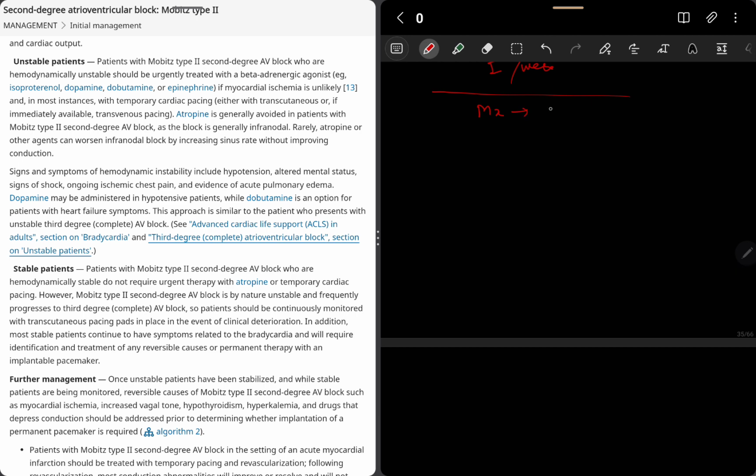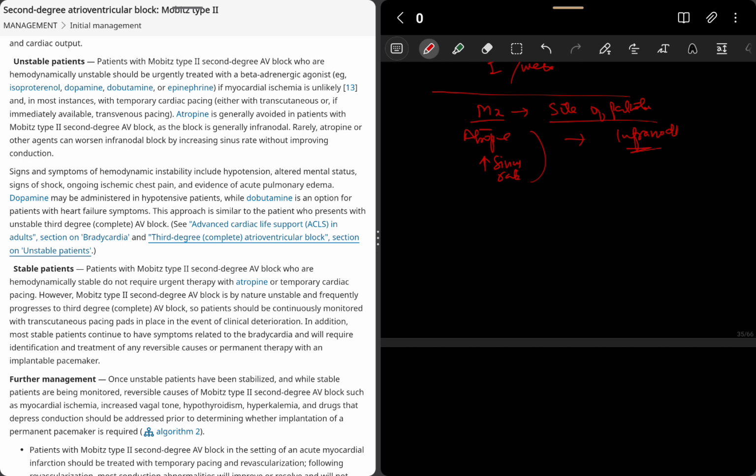You see, management depends upon the site of pathology. We know atropine will increase sinus rate, but the pathology here is infranodal. So atropine is not going to improve this condition. Atropine is generally avoided in patients with Mobitz type 2 AV block, although it is given in type 1 block. Rarely, atropine or other agents can worsen infranodal block by increasing sinus rate without improving conduction.